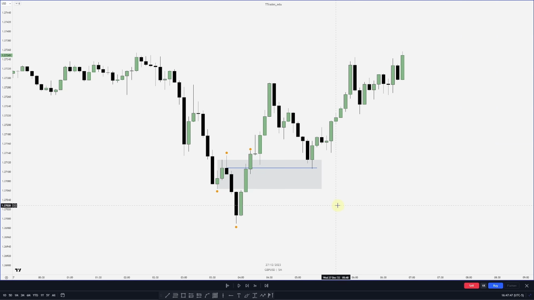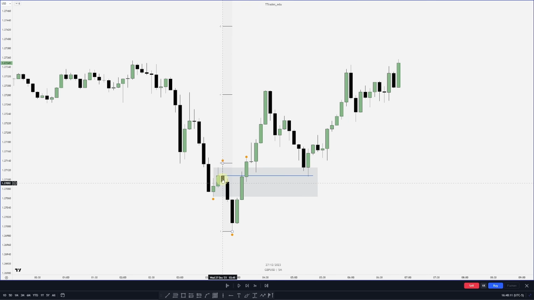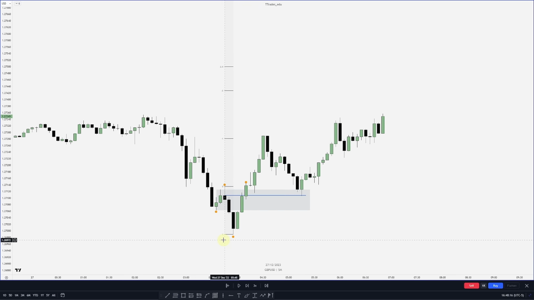The next thing I want to quickly discuss is using breaker blocks alongside projection. If you've seen my projection video, you know we can project the manipulation leg to give us targets. So where is the manipulation leg in the breaker? Well, we have a low, high, lower low, higher high. This leg down that created the lower low is our manipulation leg, and I can project that out to this high right here.